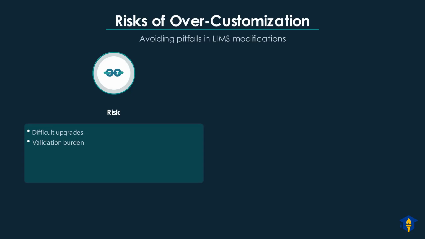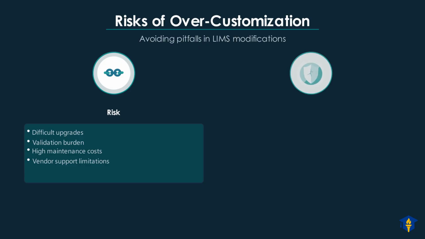Each customization adds to the validation burden, requiring extensive testing and documentation. You'll also face higher maintenance costs due to the need for specialized ongoing developer support. Furthermore, vendors may limit or even withdraw support for heavily modified LIMS systems. Now, let's consider the specific impact of each of these risks on your operations.